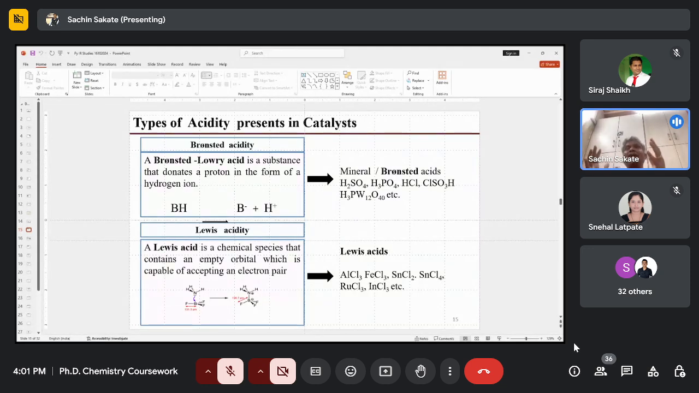Now I am going to talk about the main thing, the types of acidity present in the catalyst. Why is our material acidic? Now suppose I have silica. Tell me whether my material is acidic or not. Silica is acidic or basic? Anybody will tell me? Anyone? Just have a little thought, and tell me whether silica will be acidic in nature or not.